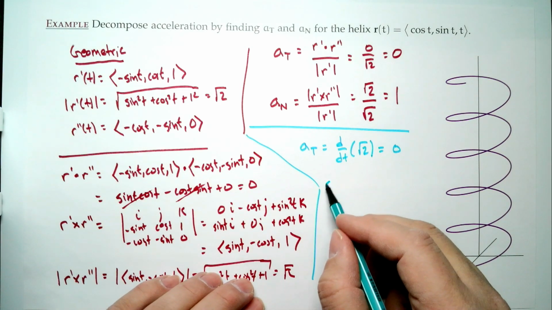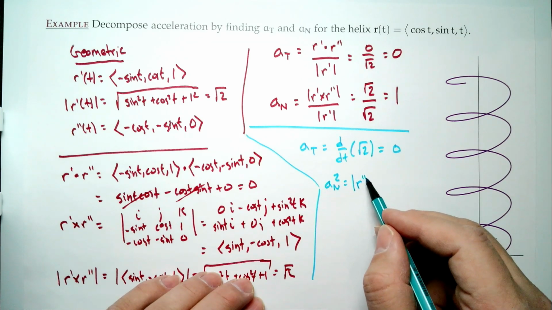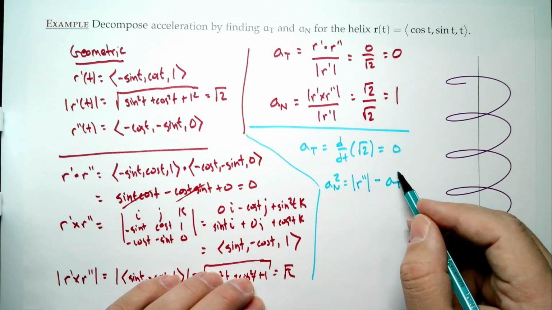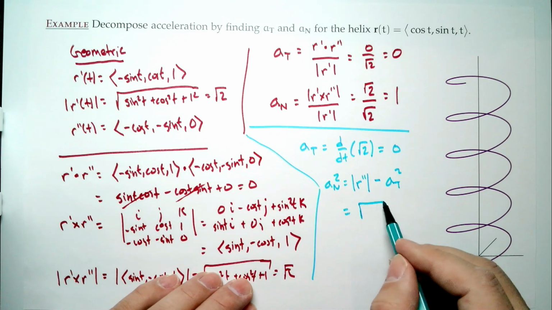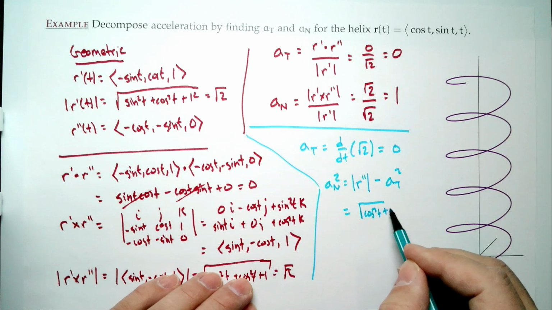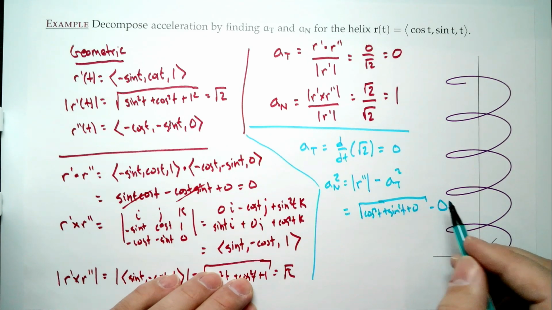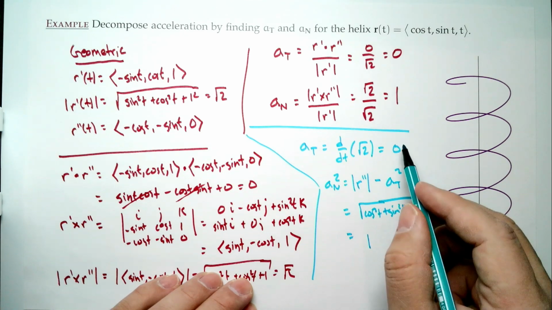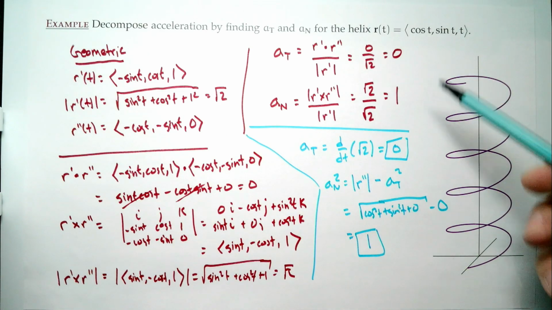All right, what about a sub n? Well, we know that a sub n squared is equal to the magnitude of acceleration, so that's the magnitude of the second derivative, squared, minus a sub t squared. Well, we have the second derivative, so that would be the square root of cosine squared plus sine squared plus 0. And we just found a sub t, that's 0. All right, so we get the square root of 1 minus 0, which is 1. And we're done. And lo and behold, they match.